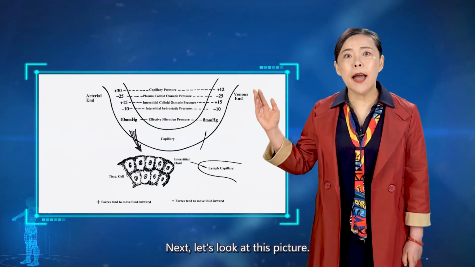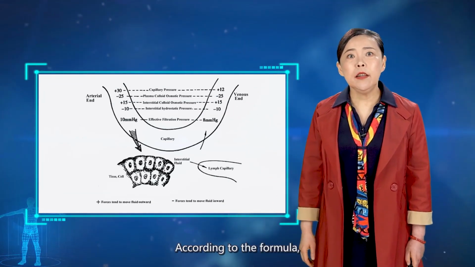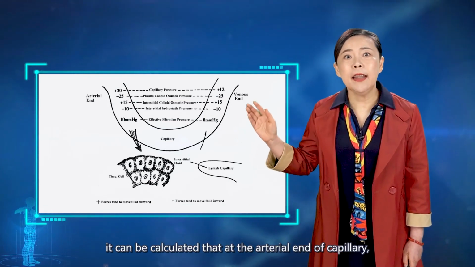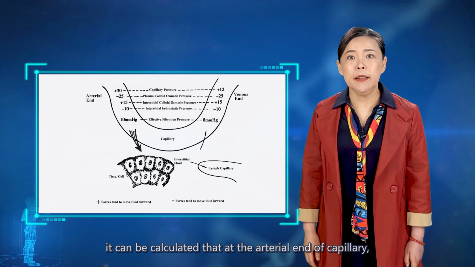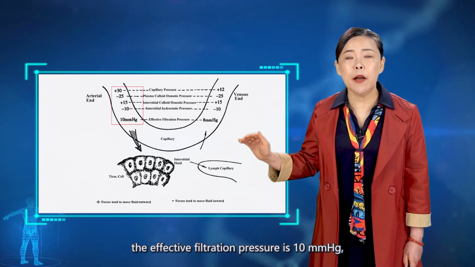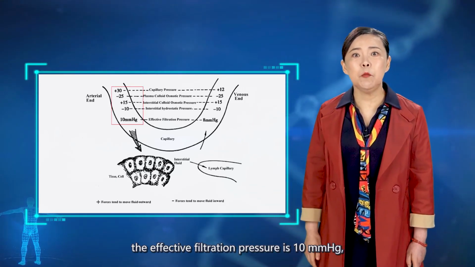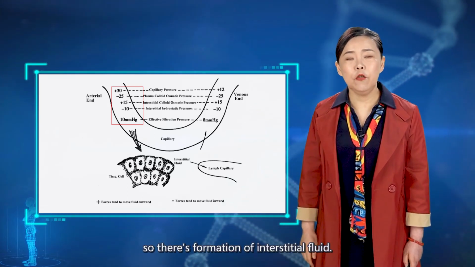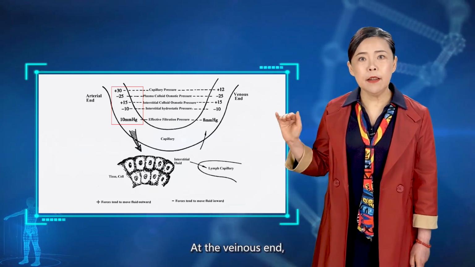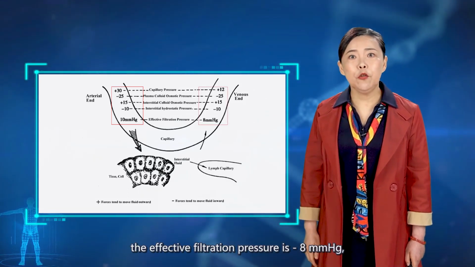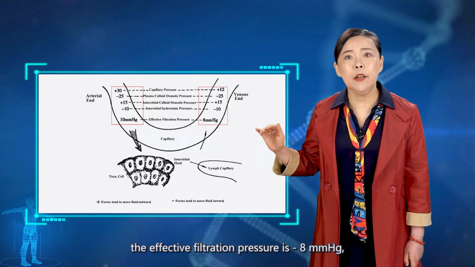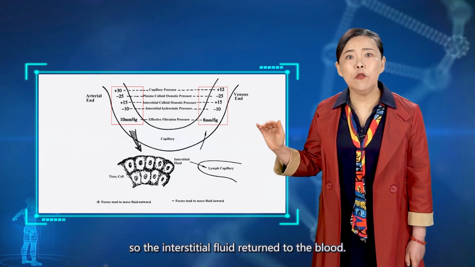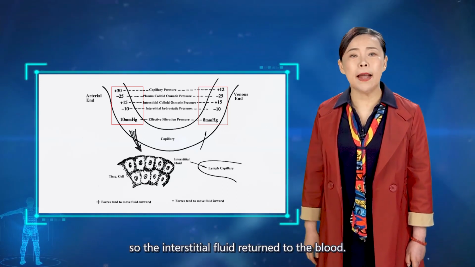Next, let's look at this picture. According to the formula, it can be calculated that at the arterial end of capillary, the effective filtration pressure is 10 millimeters of mercury. So there's formation of interstitial fluid. At the venous end, the effective filtration pressure is negative 8 millimeters of mercury. So the interstitial fluid returned to the blood.